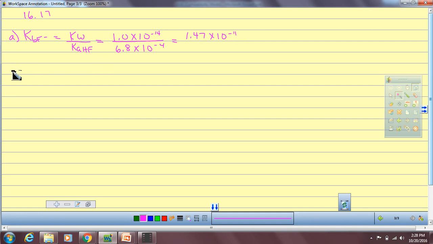Part B wants the Ka of ammonium ion, which is Kw over the Kb for ammonia. Kw again, 1 times 10 to the negative 14. And Kb is 1.8 times 10 to the negative 5. Again, this is in Appendix D. And we get 5.56 times 10 to the negative 10.